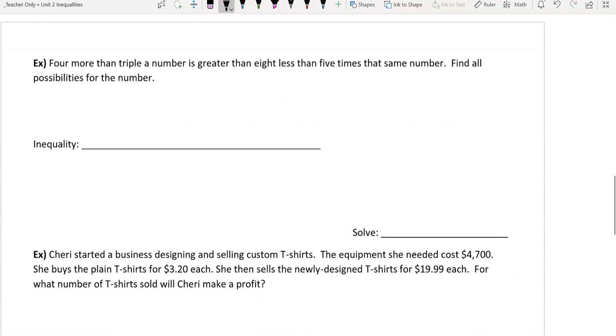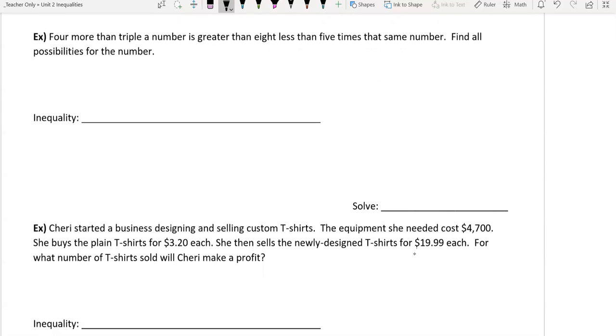But we are going to move into: 4 more than triple a number is greater than 8 less than 5 times the same number. Find all possibilities for that number. So I'm going to say x is a number. There's my variable. This one's kind of nice because it goes right in a row.